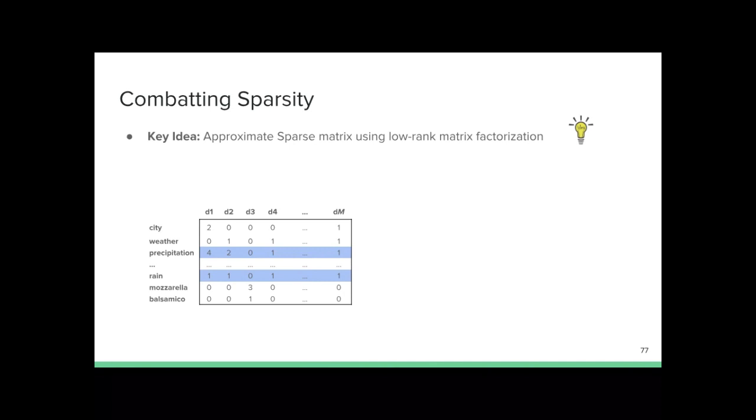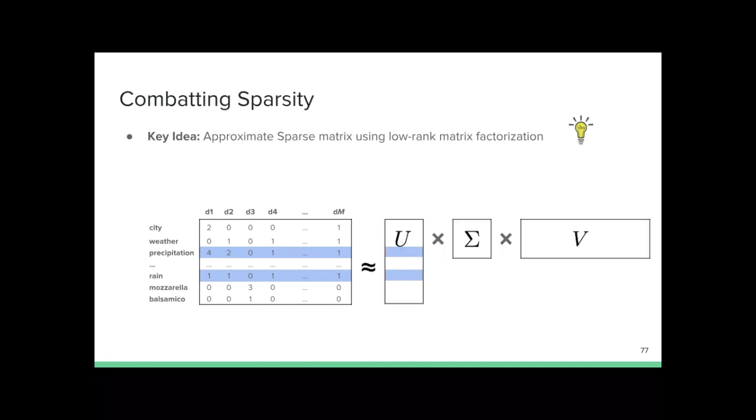One way to deal with the sparsity is to approximate a sparse matrix using a low-rank matrix factorization. Namely, you have some kind of matrix U of smaller vectors for each word, some kind of diagonal sigma, and then a matrix V. And you can try and approximate these sparse matrices using the product of these matrices. And then these vectors here correspond to dense representations of these words with roughly the same function. And that's essentially the main idea behind what is called word embeddings.